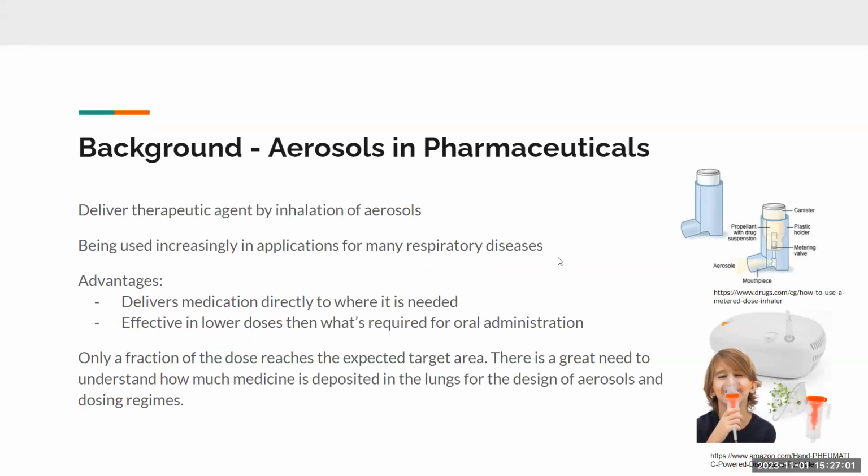So aerosols and their applications in pharmaceuticals: they're being increasingly used to deliver therapeutic agents by inhalation of aerosolized medicine. Typical examples of this are just like your classic inhaler, which is shown on the right, or a medical nebulizer, or even a nasal spray.